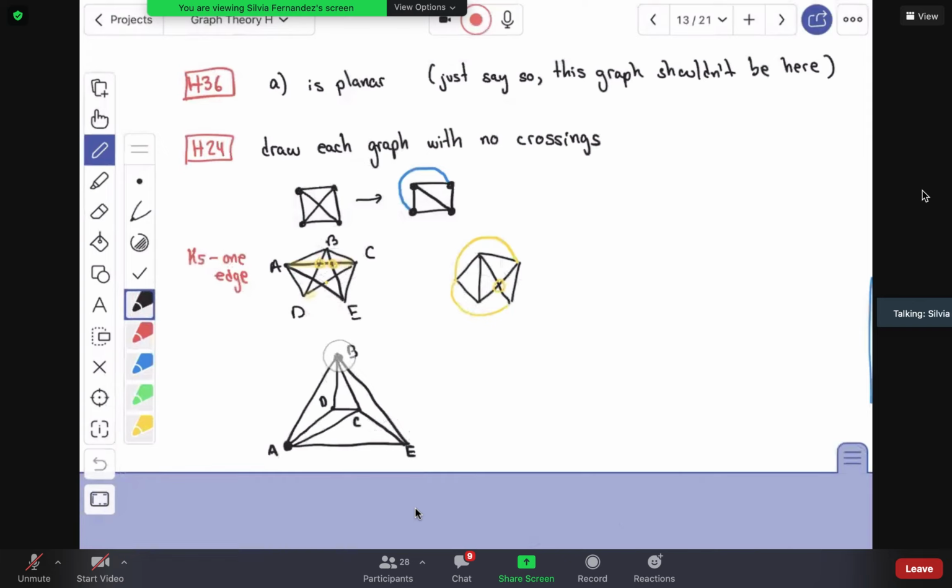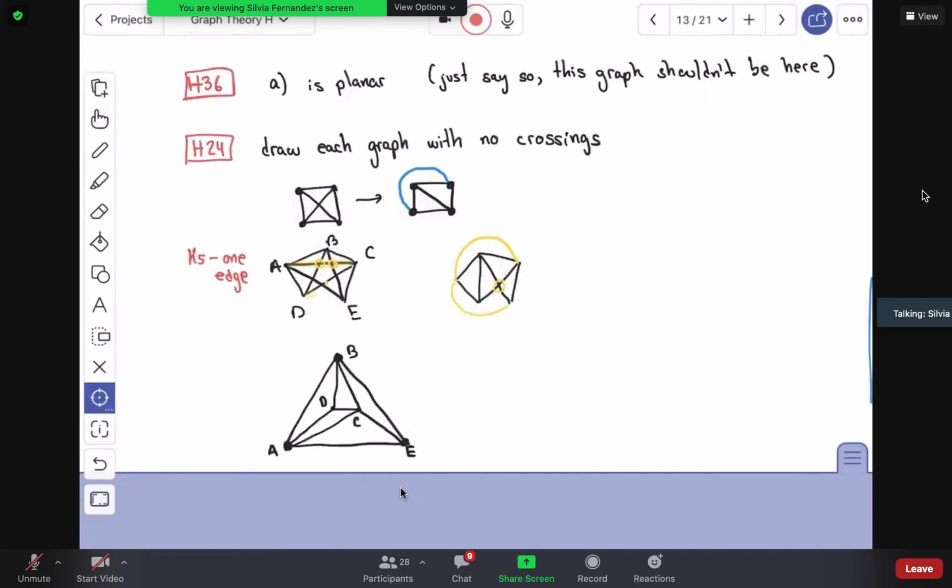K5 is not planar. This one is. So for each of these problems, as long as you give me one representation, then you're good. One plane representation. I still want to do this by pulling something out. Anyways, I'll come back to this one, but this is one solution. This is one plane drawing.